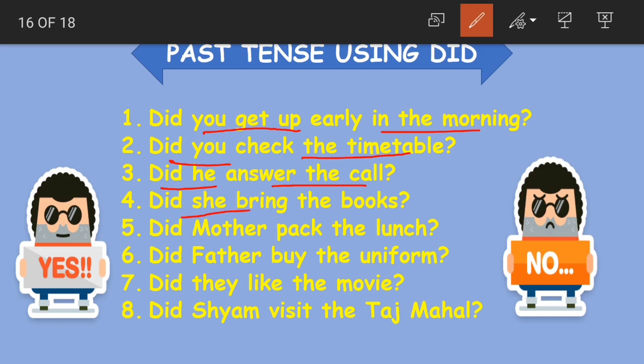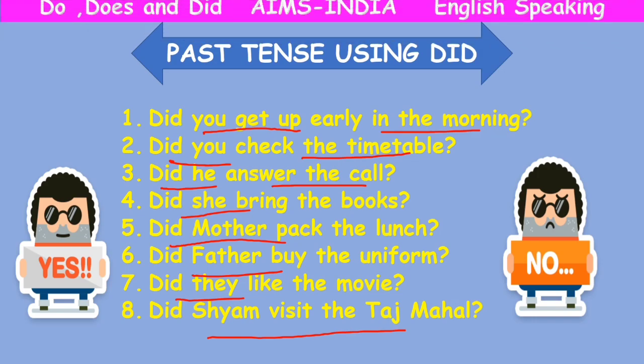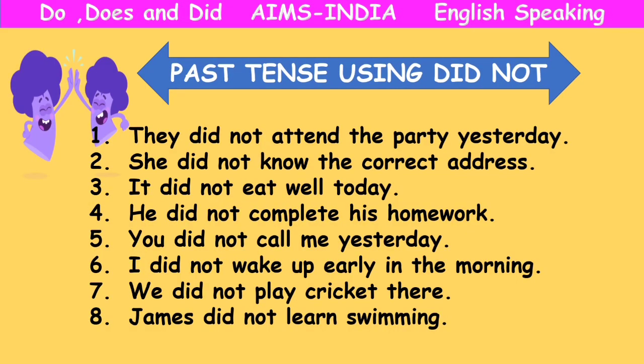Did she bring the books? Did mother pack the lunch? Did father buy the uniform? Did they like the movie? Did Sham visit the Taj Mahal? Okay, again Sham here is a proper noun, the name of a person. Then also you have to use did if the action is in the past. Clear children?